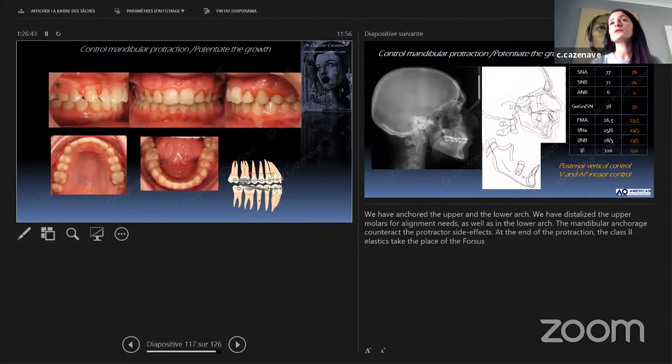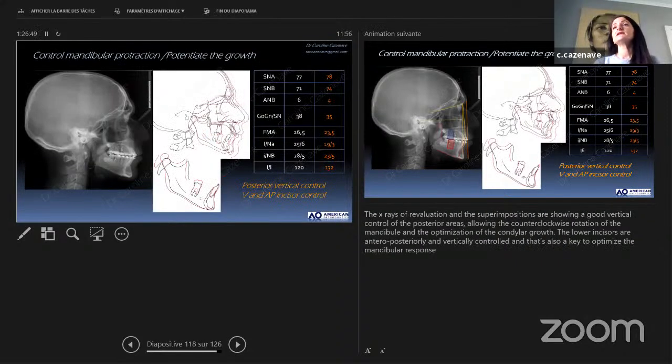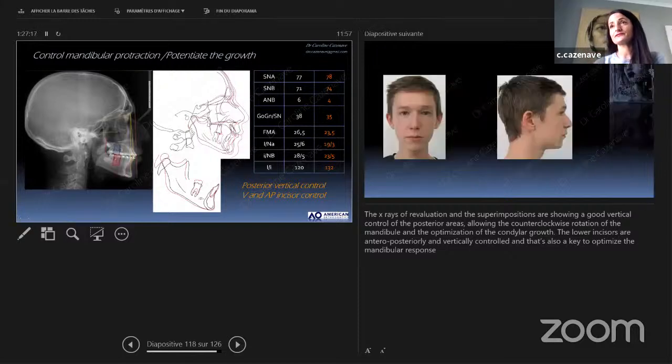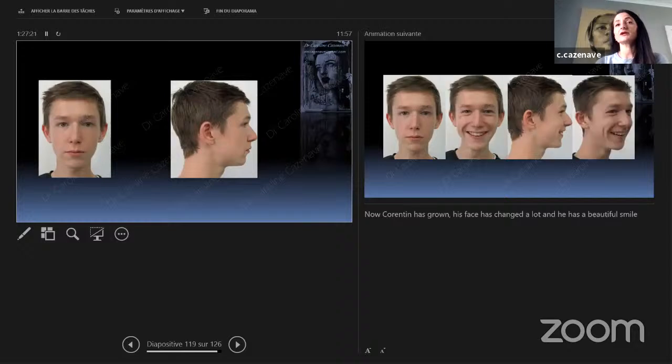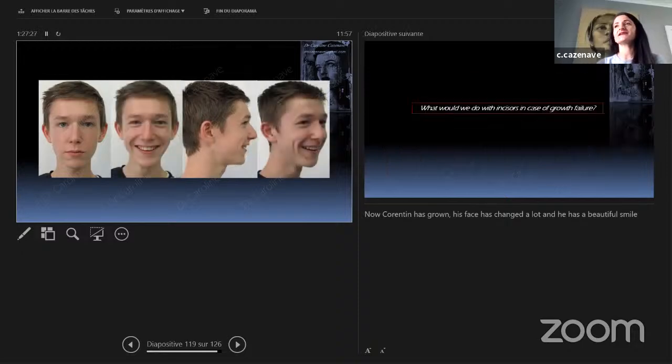And here is the outcome with a good class 1 relationship. The X-rays of reevaluation and the superimposition are showing a good vertical control of the posterior areas, allowing the counterclockwise rotation of the mandible and the optimization of the condylar growth. The lower incisors are anteroposteriorly and vertically controlled, and that's also a key to optimize the mandibular response. So Corentin has grown, his face has changed a lot, and he has a beautiful smile.